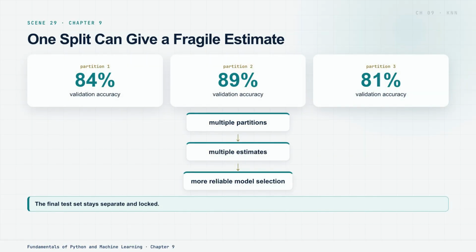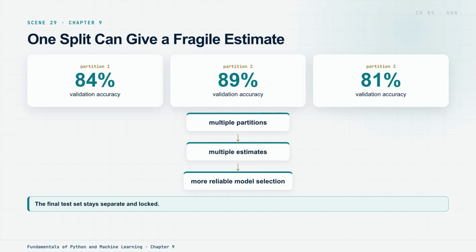A single train and validation split can produce a fragile estimate of model performance. One split may be unusually easy, another may contain more difficult or noisy observations. If we select k based on only one validation subset, the result may depend too heavily on that particular random partition. Cross-validation evaluates the model across several partitions. This provides a more reliable picture of how the model may generalize.